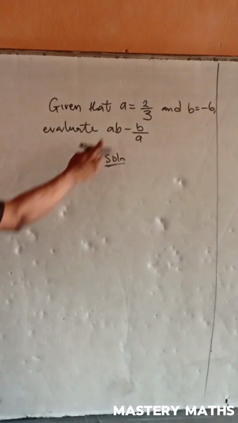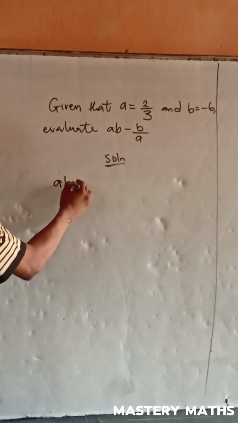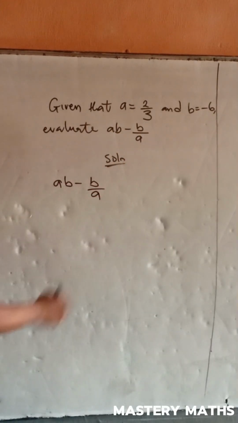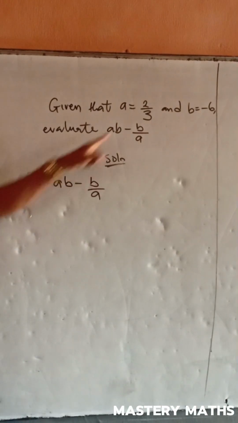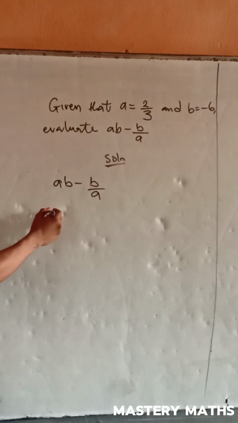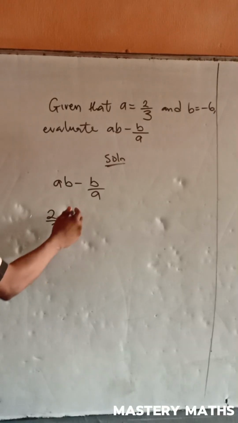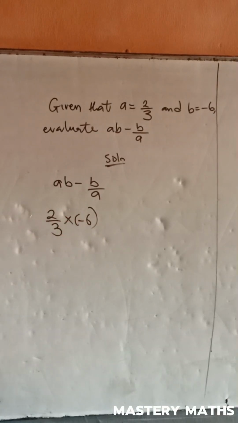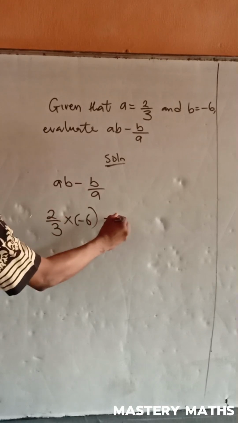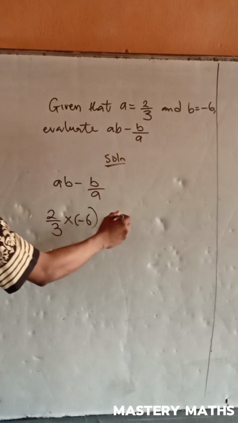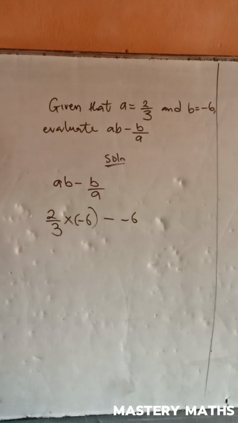Now, on the board, you have your AB minus B over A. Your A is 2 over 3, which means 2 over 3 times your B, minus 6. Now, you put your sign. Your B is also minus 6.